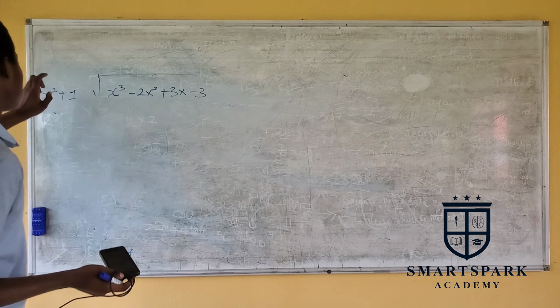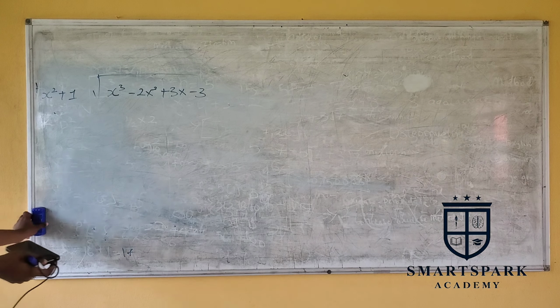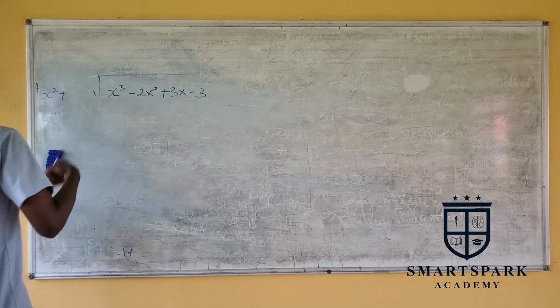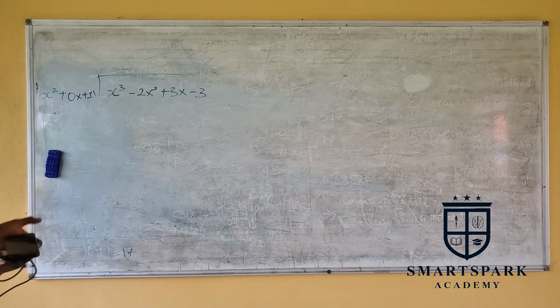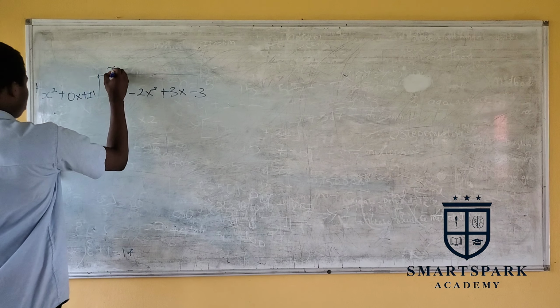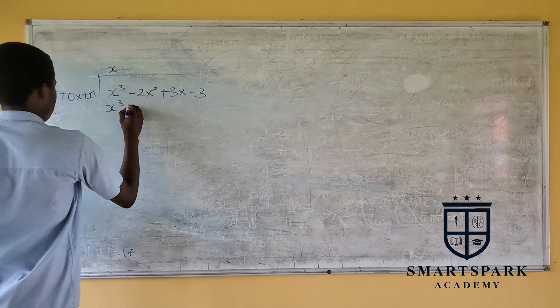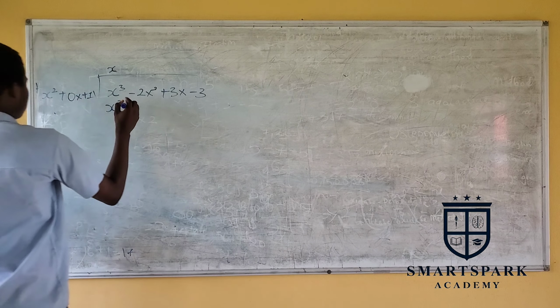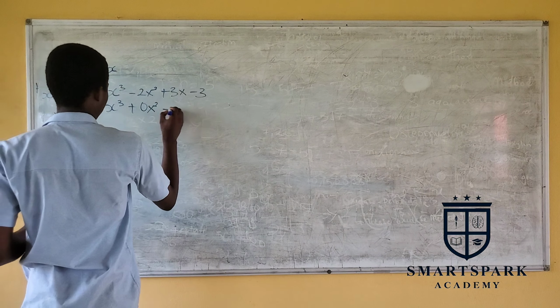If we look at this question, a quadratic expression has ax squared plus bx plus c, but there's no bx parameter here. So we are going to replace it and add 0x so we don't encounter any confusion. Now we first divide this by this. x cubed divided by x squared is x. Then we multiply this by this, which gives x cubed plus 0x squared plus x.